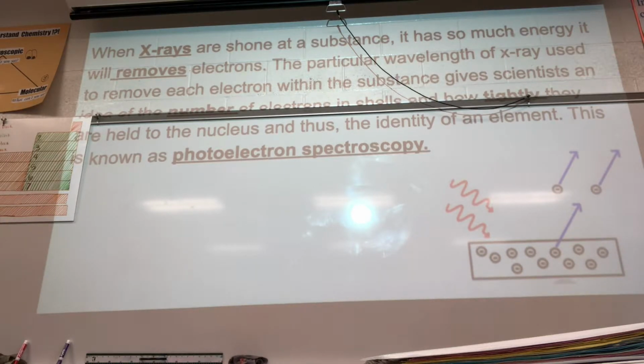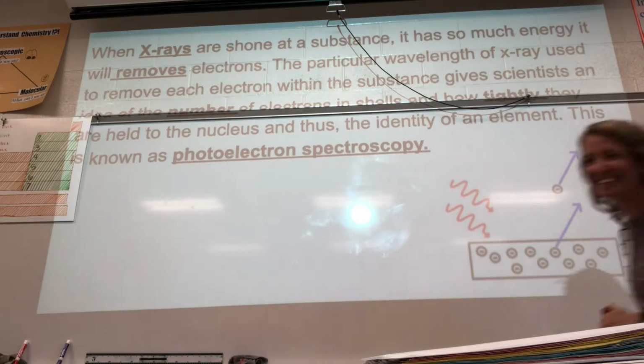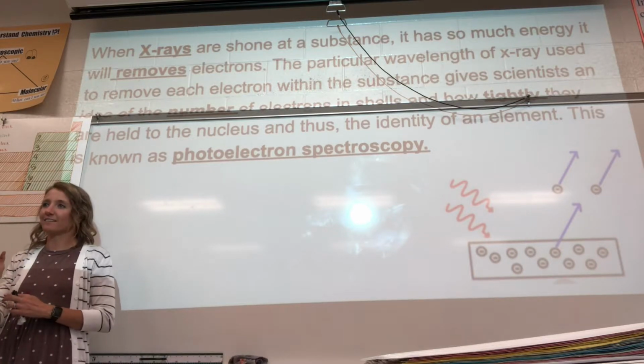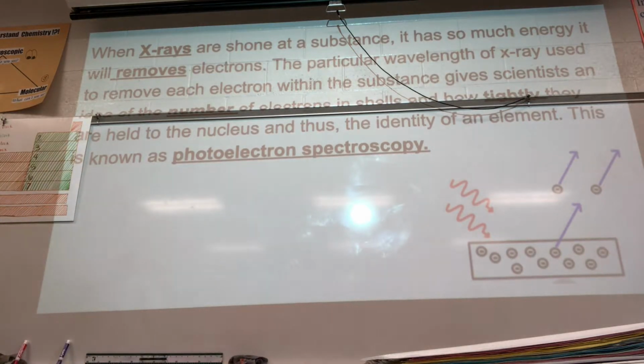Yeah, Matt. I just wanted to let you know that it says it has so much energy it will remove electrons. Well, that's good English, isn't it? Have I ever given the disclaimer that I don't teach English for a reason? Well, I'm just saying, just so you know. Okay, I'll go and fix it.